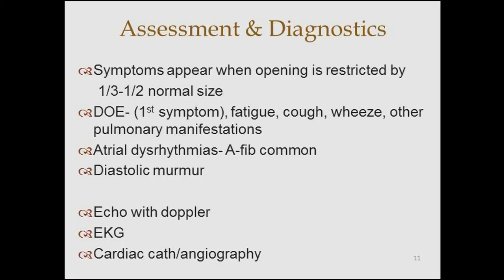AFib is very common, atrial dysrhythmia, and that is as the process, as that dilation and hypertrophy progresses, then that stiffened, thick atria produces abnormal rhythms. So that's where the AFib will come from. And then also there can be a diastolic murmur that can be auscultated.